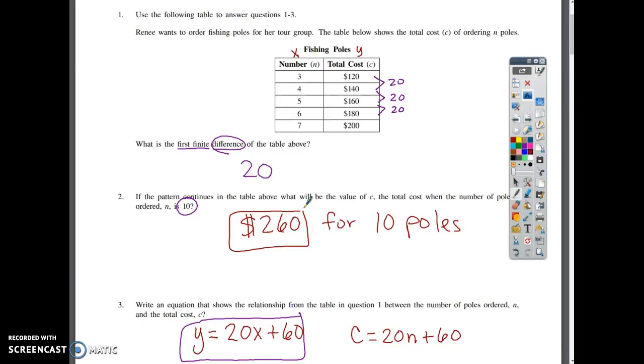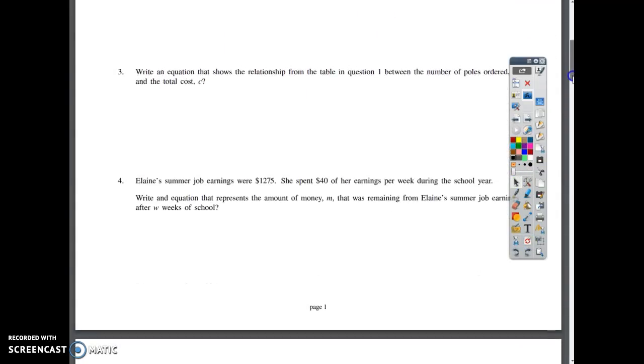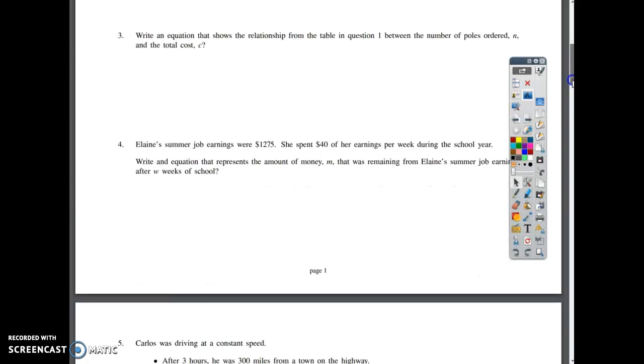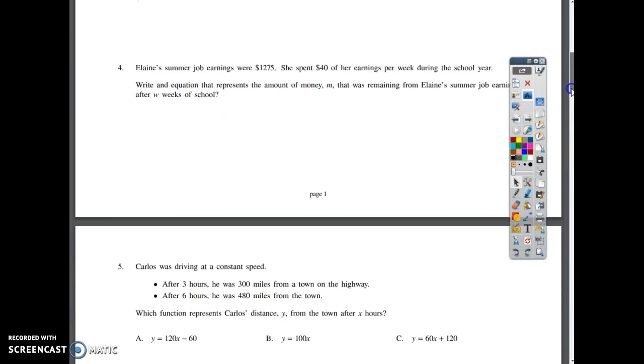Okay, problem number 4. Remember, tomorrow's going to be multiple choice. So these are a little bit harder because there's no answers.